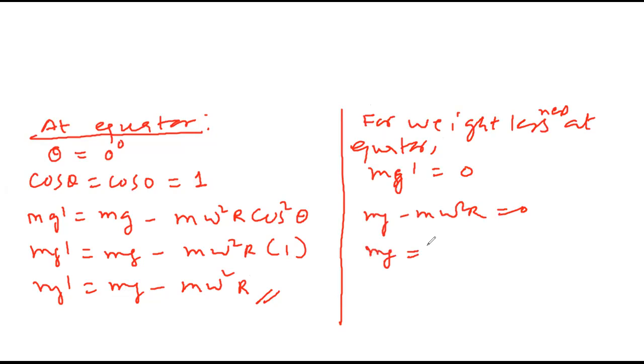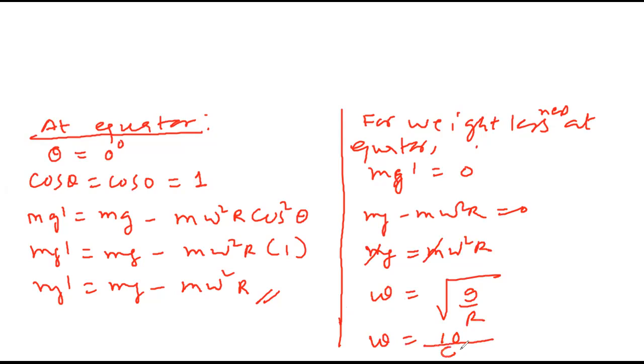Therefore mg will be m omega square r. Not followed? Followed, sir. So omega is root of g by r. That means I want to find what is omega if the body is having weightlessness at the equator. g is approximately 10. Radius of Earth is 6400 kilometer, which is 6.4 into 10 raised to 6 meter.